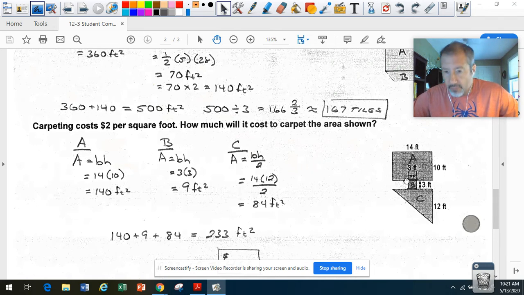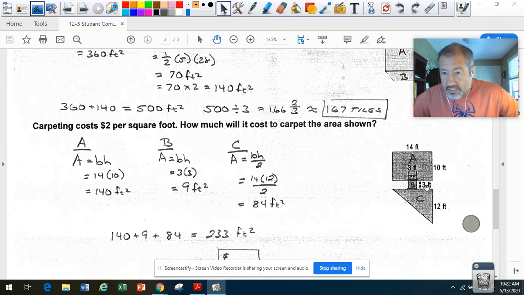Next, we'll go with B. If we take a look here at B at this little square here, because it's a 3 by 3, so it's just area equals side squared, or base times height. So area equals 3 times 3, which is 9 feet squared. So we have the B is 9 feet squared. Let's go with the C here.